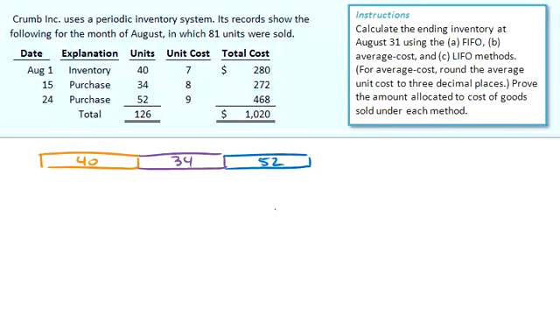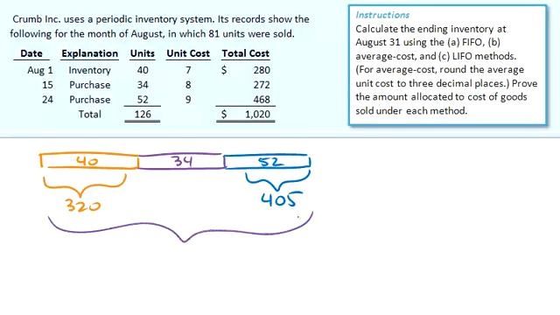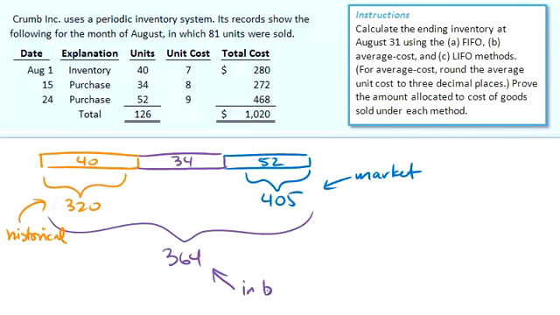So let's compare the three methods. Under FIFO, we had an ending inventory valued at $405. Under LIFO, we had an ending inventory valued at $320. And under the average cost method, we had ending inventory valued at $364. So FIFO gives us a value that's closer to our market cost. LIFO gives us more of a historical cost. And the average cost gives us something in between. And these are the three basic methods that you can use to calculate ending inventory.